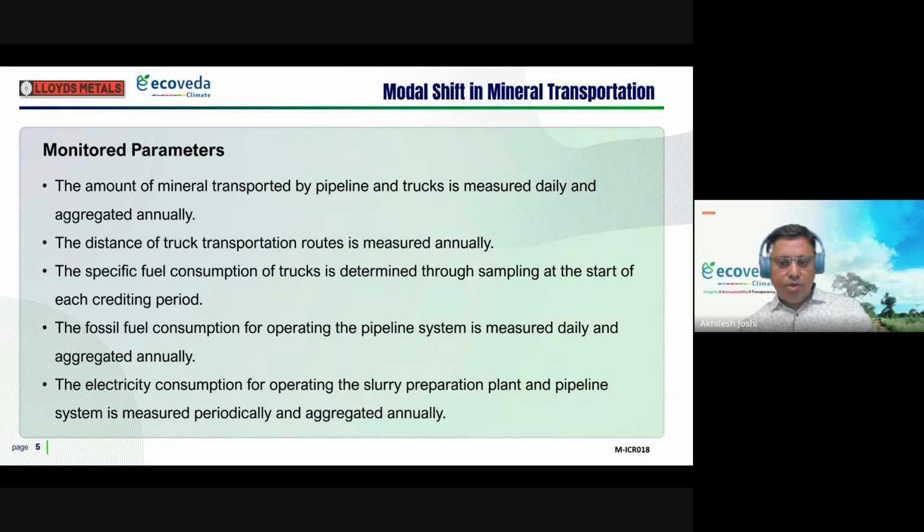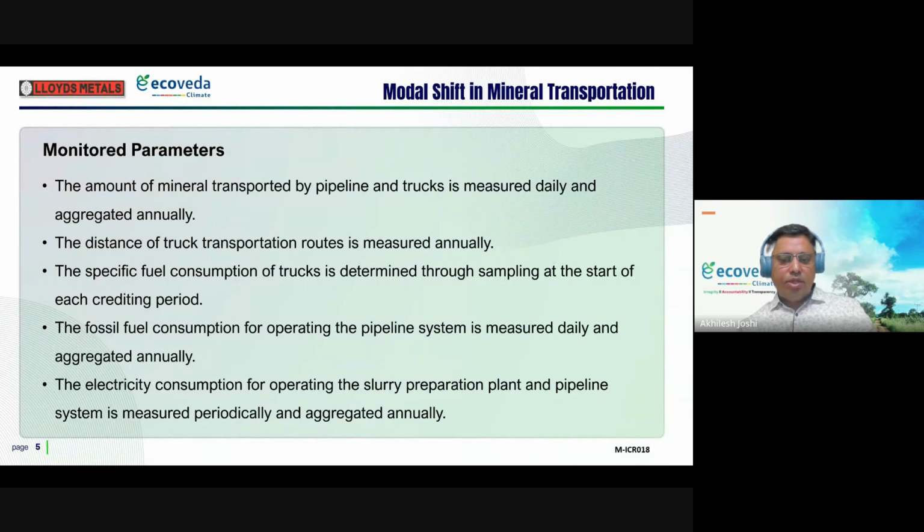The specific fuel consumption of the truck is determined through sampling at the start of each crediting period. It remains fixed. If not available, we will use a globally acceptable conservative default value. The fossil fuel consumption for operating the pipeline system is measured daily and recorded, aggregated annually.